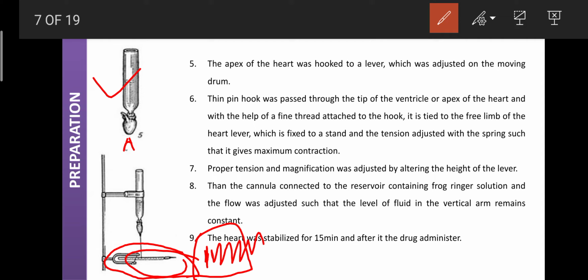Before starting administration of drugs, the heart was stabilized for 15 minutes, and even between changes of drug for administration the same time was maintained, because it is required to remove whatever drug is present in the cardiac muscles.